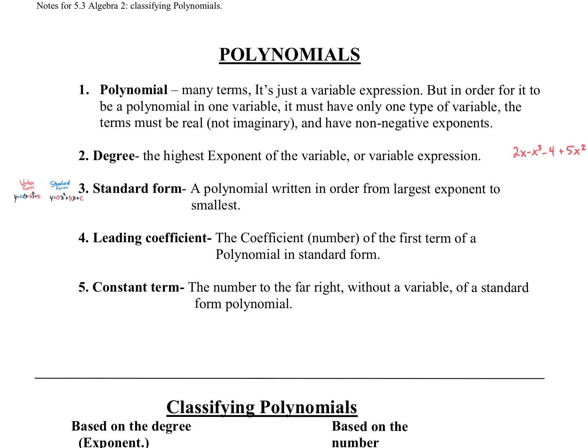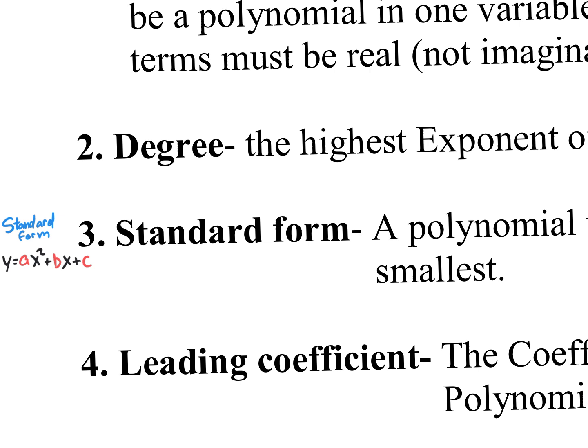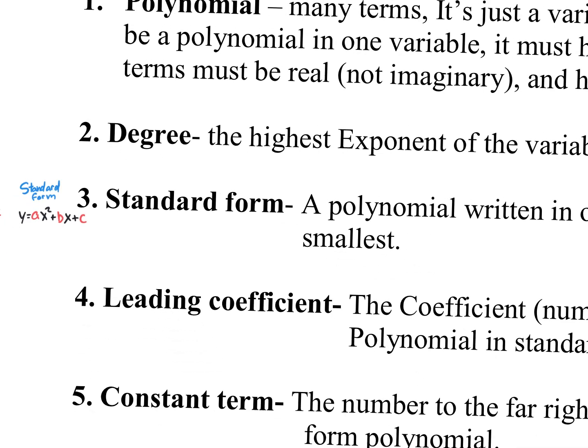We already know that a polynomial is a simple variable expression with many terms. In order for it to be a polynomial in one variable, it must have only one type of variable, not imaginary, and non-negative exponents. The degree, here's a vocab word we should all get comfortable with. Degree is simply the highest exponent that you see. We haven't used it that much in the class, but we're going to start using it. The degree is the highest exponent that you see.